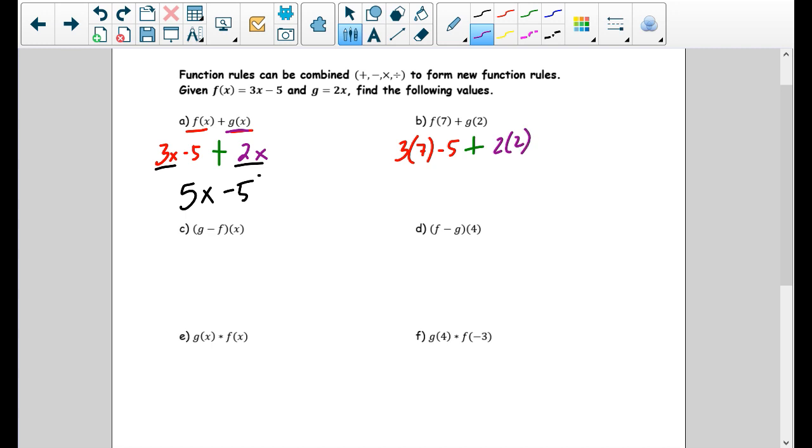Okay. So 7 times 3, 21, minus 5, plus 2 times 2 is 4. So then if I look here, negative 5 and 4 makes a negative 1, so 20 minus 1 gives me 20. Okay.